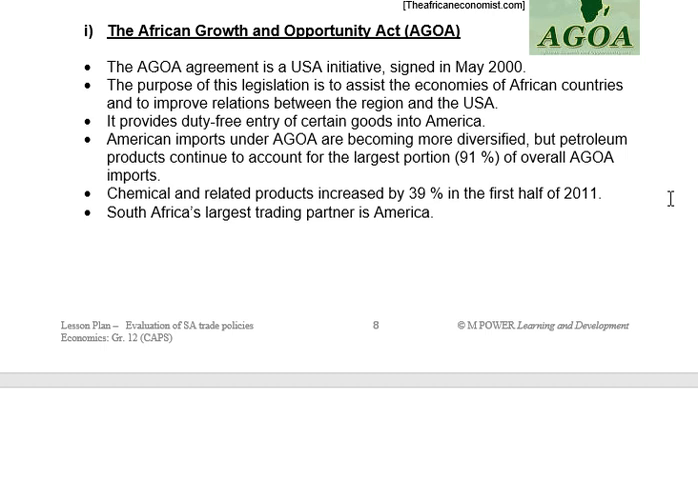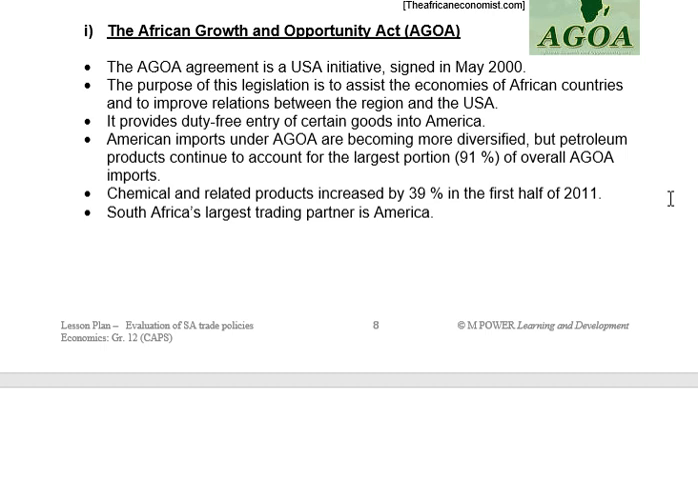But the whole idea behind this agreement is that it provides duty-free entry of certain goods coming from African countries into America. So in other words, we are allowed to export certain goods and services from Africa to America without restriction. Okay, so they will not levy any customs duties or discourage people from buying the stuff that we actually export there. So it does help us.